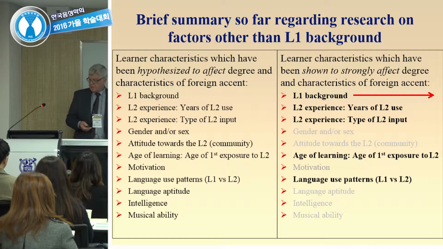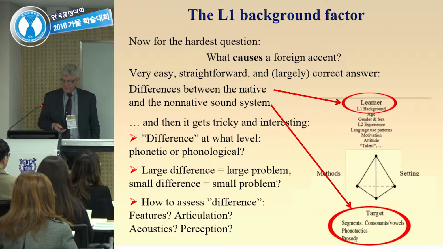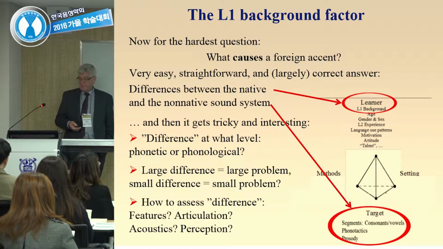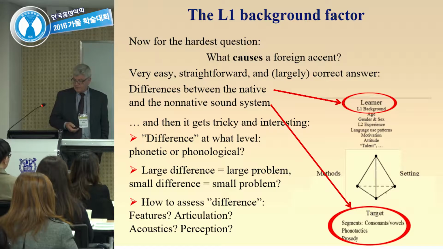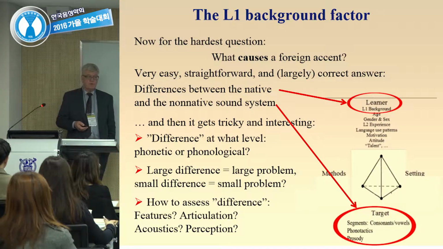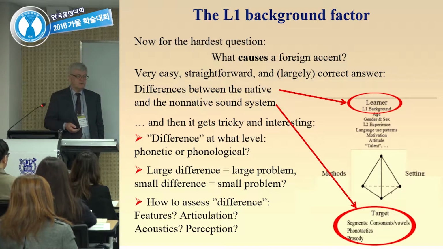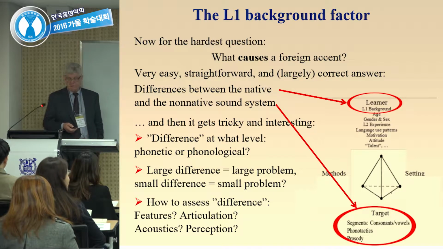And now for the first language background factors. What causes a foreign accent? That's the really hard question. The very easy, straightforward, and largely correct answer is differences between the native and the non-native sound system. Okay? And then it gets tricky and interesting. Difference at what level? Phonetic or phonological? Does it mean that large differences cause large problems, that small differences cause small problems? How do we assess difference? Can we do this through looking at features, at the articulation, at acoustics or perception? How can we do this? And this is what I will focus on for the remainder of my talk.